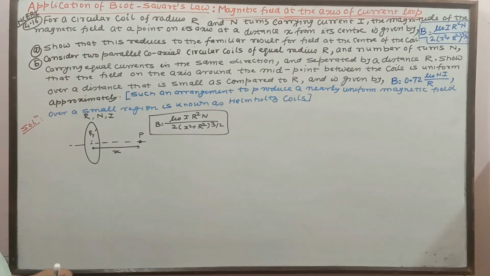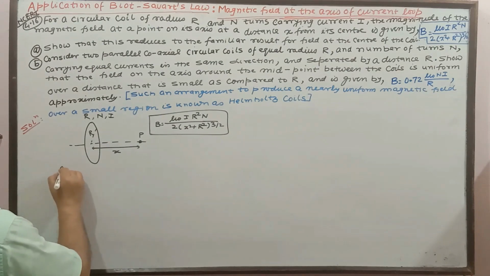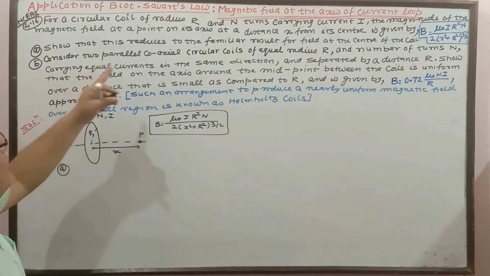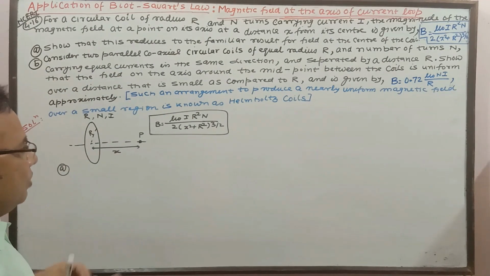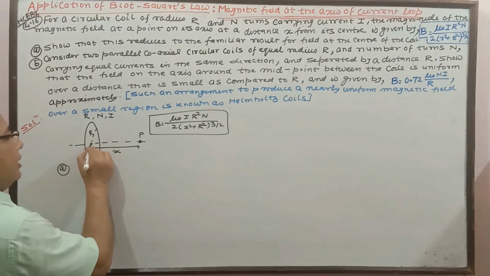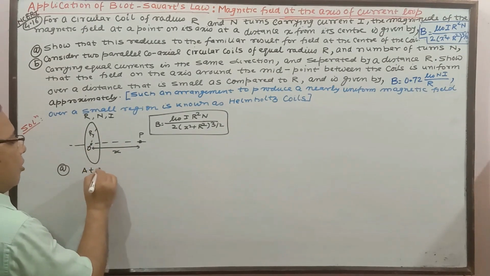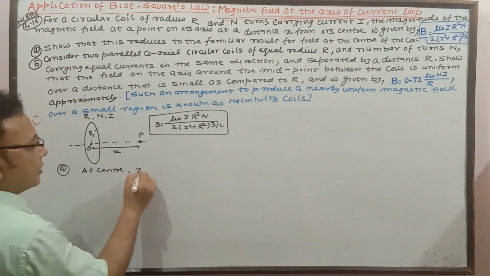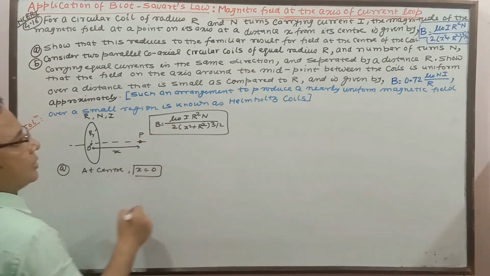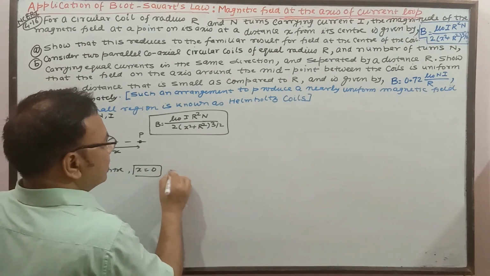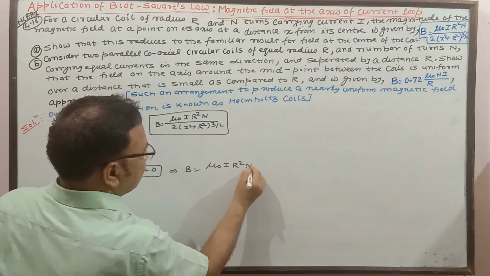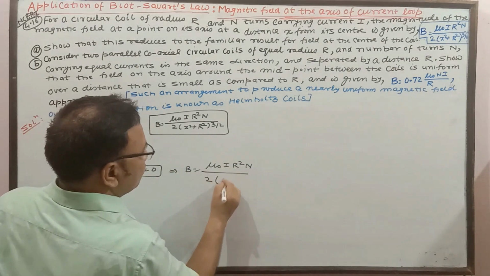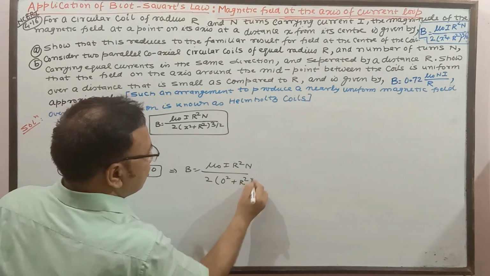Now the first part of the question, part A. What is part A? So that this reduces to the familiar result for the field at the center of the coil. So we know the field at the center of the coil. Here it is the center. So at the center of the coil, we have x equal to 0. If we put x equal to 0, what shall we have? This gives B is equal to mu naught I R square N divided by 2. At the place of x, we are going to put 0. This is to the power 3 by 2.